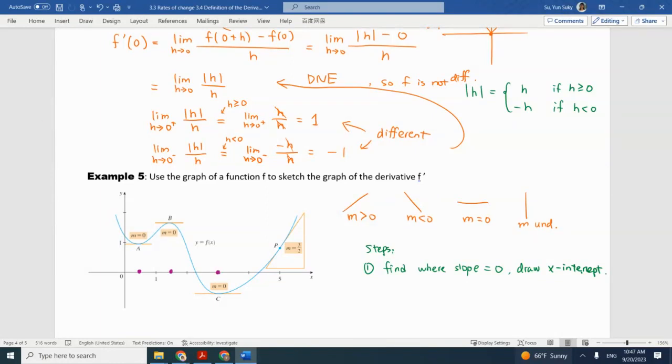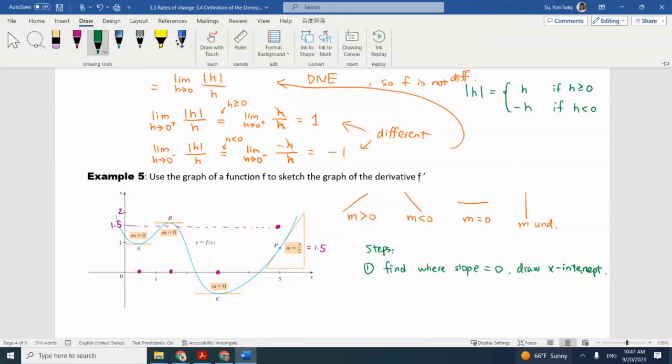So x-intercept. And then here at P, do you see the slope is 3/2, which is 1.5, right? Everybody? That's 1, that's 2, 1.5 is like here. Do you agree, everybody? Here is 1.5. Okay, so plug those points because you know the slope at those points. Right, everybody? Okay, that is the first step.